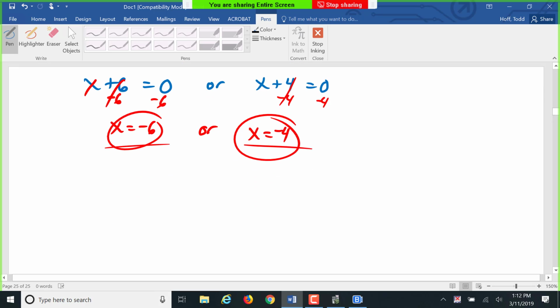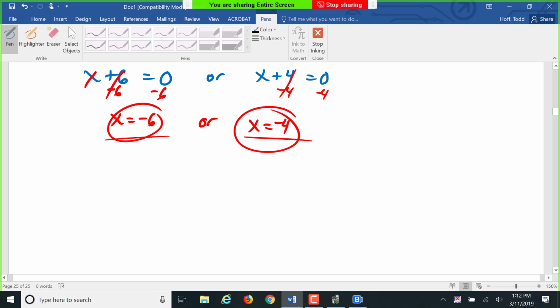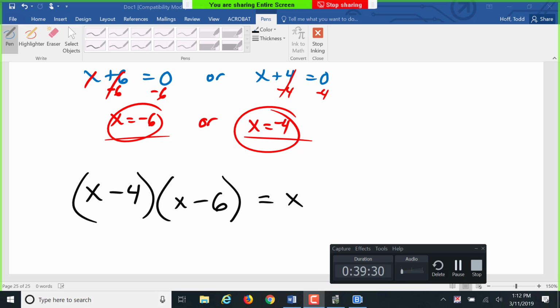Okay, so what if we have... Yes, you'd want to go back to the very original to double check it, just to make sure. Try this one in your notes. I'll give you a couple minutes.